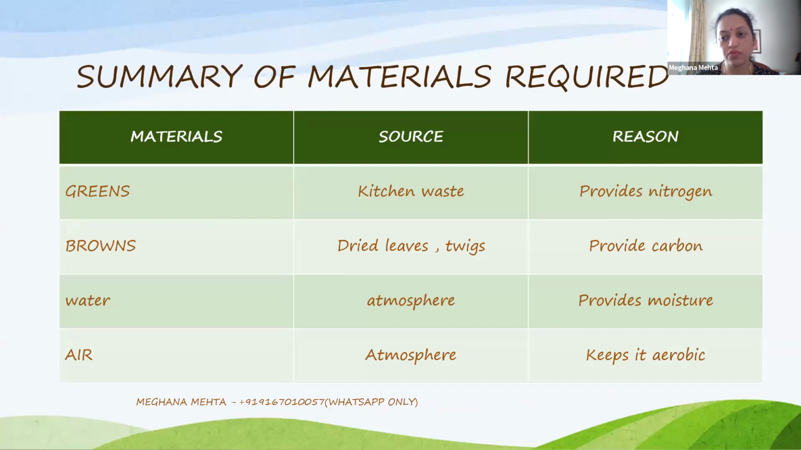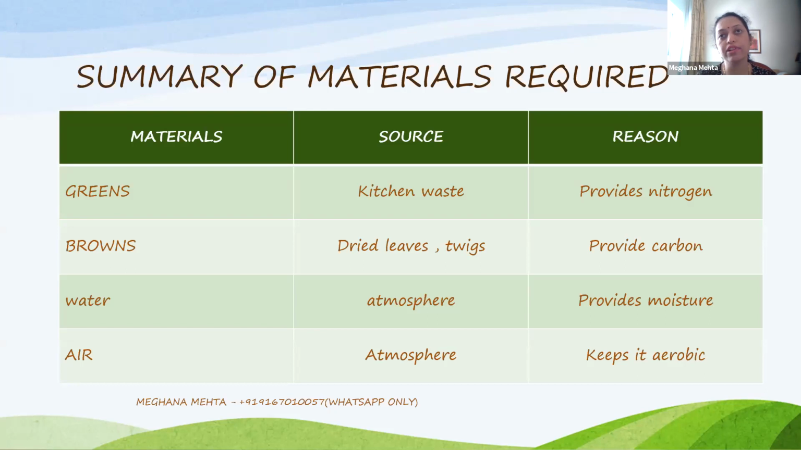Water we get from the atmosphere, but in hot regions, places which are very dry, like Gujarat, Rajasthan, states like that, or abroad in, say, Dubai or Oman, elsewhere where it is very hot with generally no humidity, and especially in cold countries also, we need to provide water manually. Then air, of course. Now the air is required.